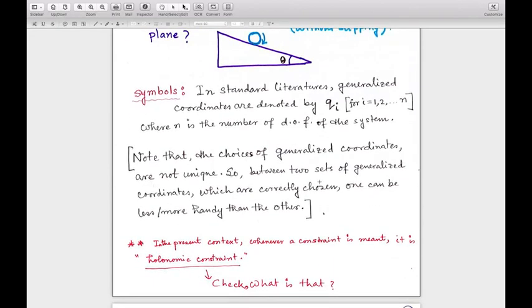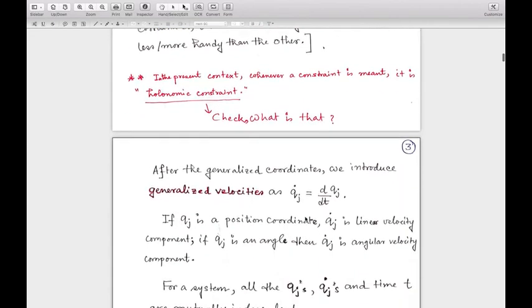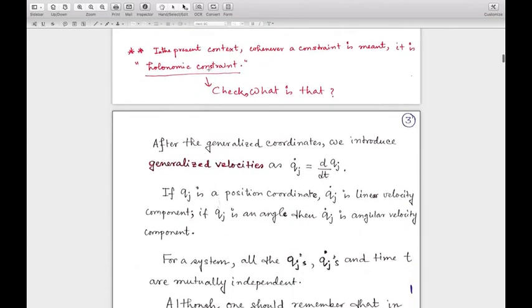Now, as I said some minutes ago, the choice of generalized coordinates is not unique. So between two sets of generalized coordinates, both of which are correctly chosen, one can be less or more handy than the other depending on the problem, or rather the symmetry of the problem. I told you to check more about holonomic constraints, that you can also do.